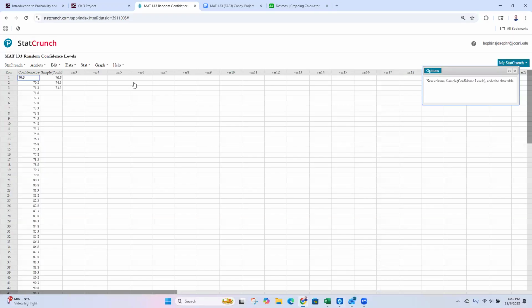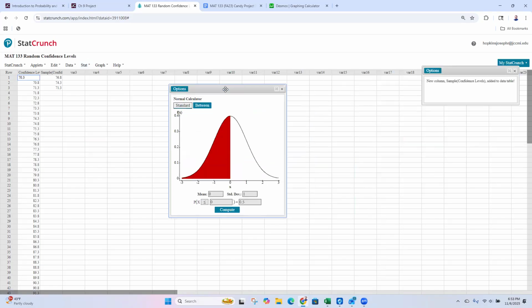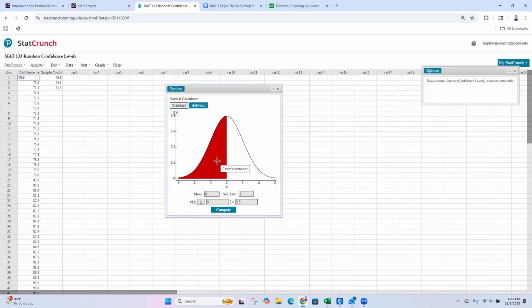So I'm going to use that in StatCrunch here. I need to get a normal curve. So that's under Stat, Calculators, Normal. Stat, Calculators, Normal, okay? You can also do this under Stat, Proportion Stats, One Sample with Summary, okay? I'm going to start with Stat, Calculators, Normal. I know that's a little different from what Cindy might have shown you, but I want to start with this because it's much more visual, okay?